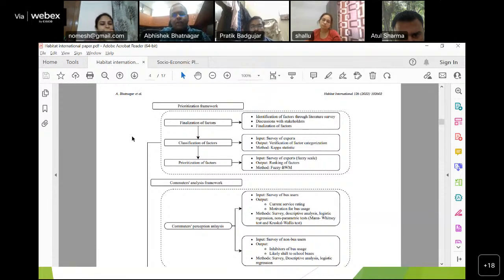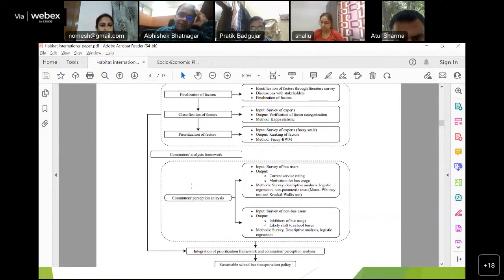So in just 2 or 3 lines, you can say identification of factors through literature survey and discussions with stakeholders, finalization of factors based on this survey, and then for classification you have the survey of the experts, and the output is verification of factor characterization, the methodology that you use. Similarly, for prioritization, you are surveying the experts on a fuzzy scale and then ranking these factors, and then the method which you are using.